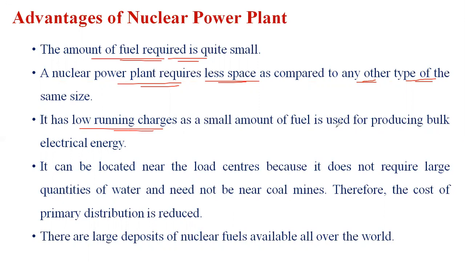The running charge, in the sense, when suddenly the demand is increased, again the fuel utilization is maximum in the thermal power plant. This problem does not occur in the nuclear power plants. And it can be located nearer to the load center. Due to that, the advantage is that transmission cost is minimized and transmission line losses are also minimized. And there is no need to bother about a huge quantity of water being required. In the thermal power plant, the quantity of water is more compared to the nuclear power plant. But in the nuclear power plant, the water requirement is less.